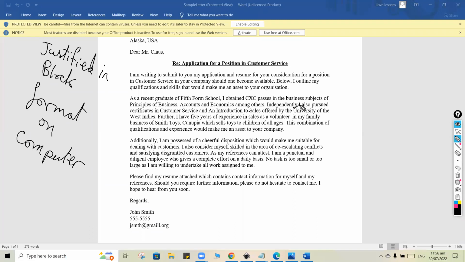Further, I have 5 years of experience in sales as a volunteer in my family business of Smith Toys Cunupia, which sells toys to children of all ages. Now, if this person has 5 years in sales, how come I made the letter lead with schooling and not the 5 years experience? How come? If I just said the opposite.